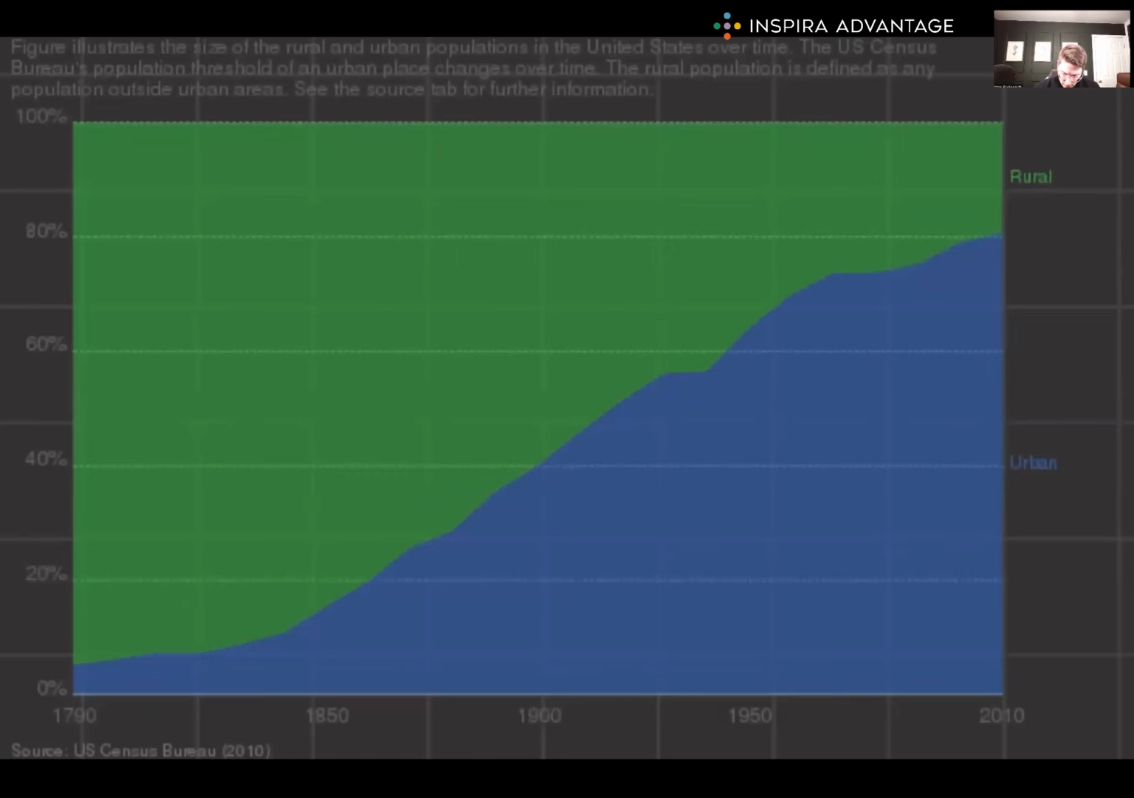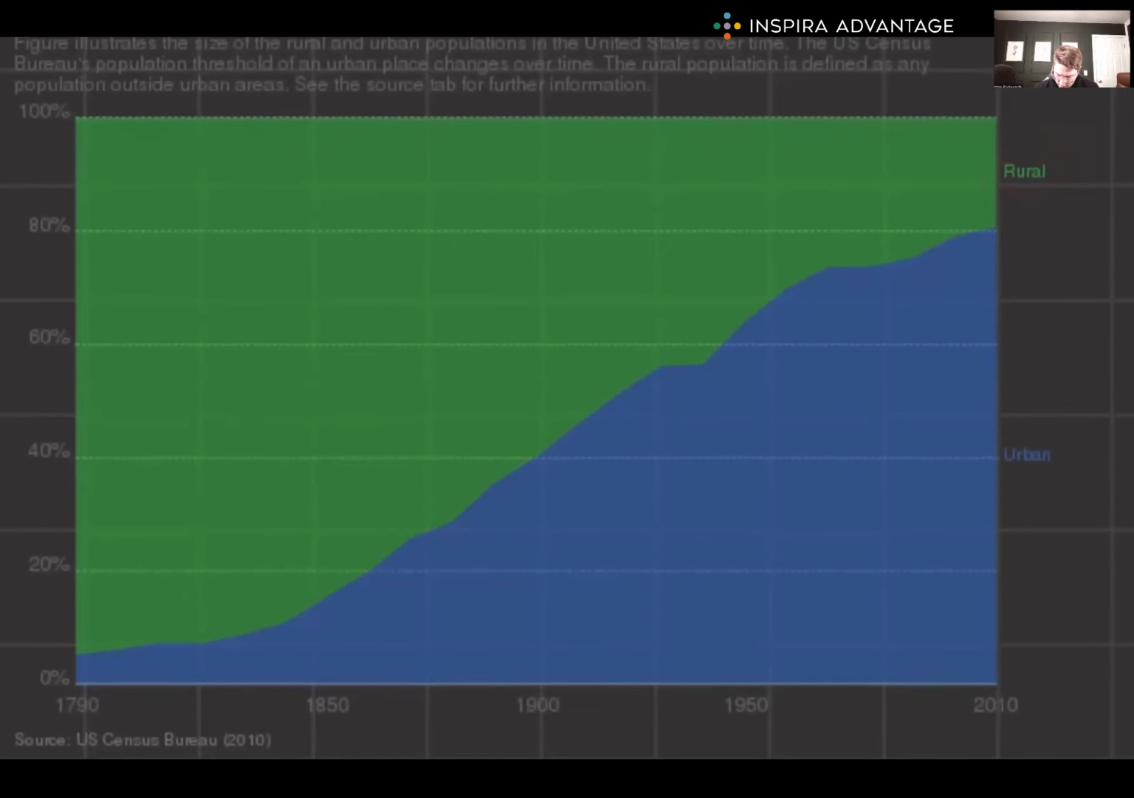This graph, for example, shows the rural population in green and urban populations in blue. We can see that by 2010, 80% of the population is living in an urban area, while only 20% is living in a rural one. Contrast this to 1790, where that was flipped to the extreme, with 95% of people living in a rural area.